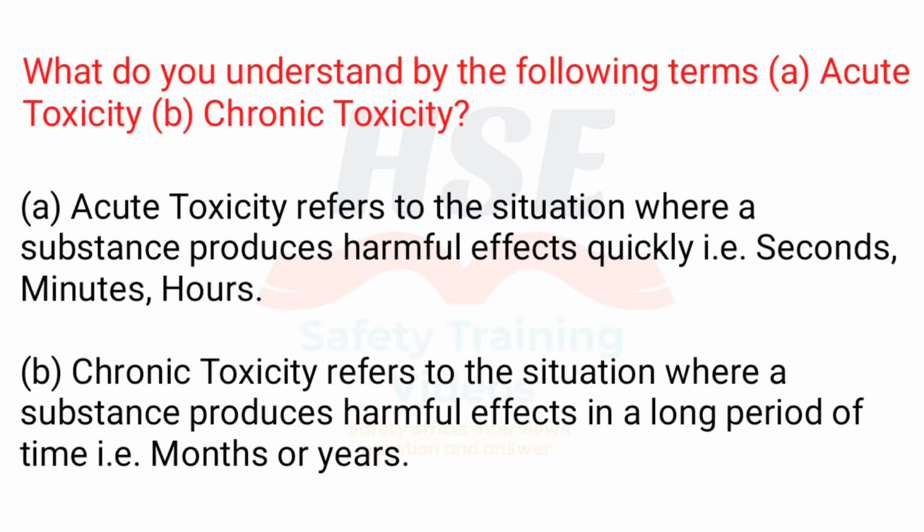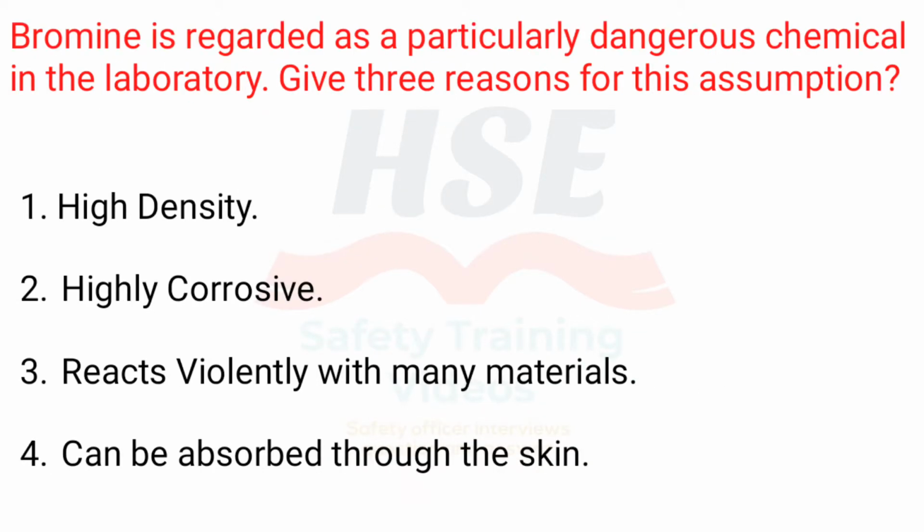is months or years. Bromine is regarded as a particularly dangerous chemical in the laboratory. Give 3 reasons for this assumption. 1. High density. 2. Highly corrosive. 3. Reacts violently with many materials. 4. Can be absorbed through the skin.